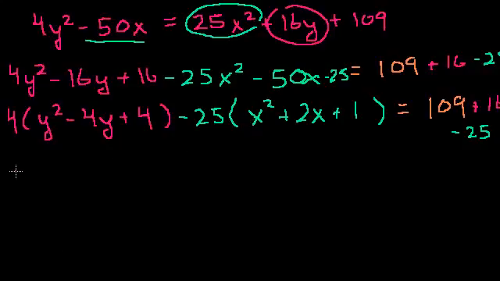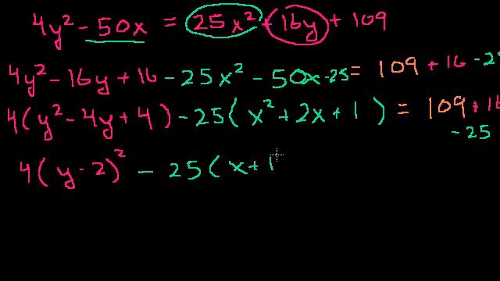And now what does this become? The y terms become 4 times y minus 2 squared. You might want to review factoring a polynomial if you found that step a little confusing. Minus 25 times x plus 1 squared, that's that right there, is equal to 109 plus 16 is 125, minus 25 equals 100.